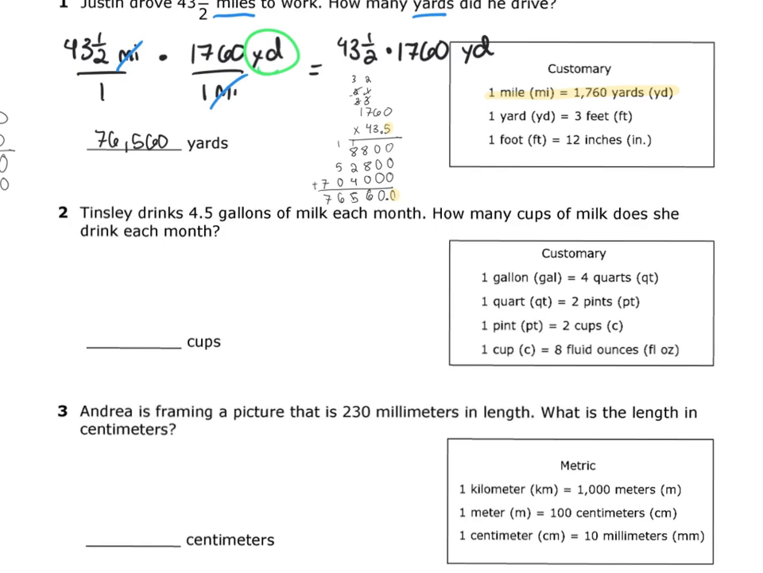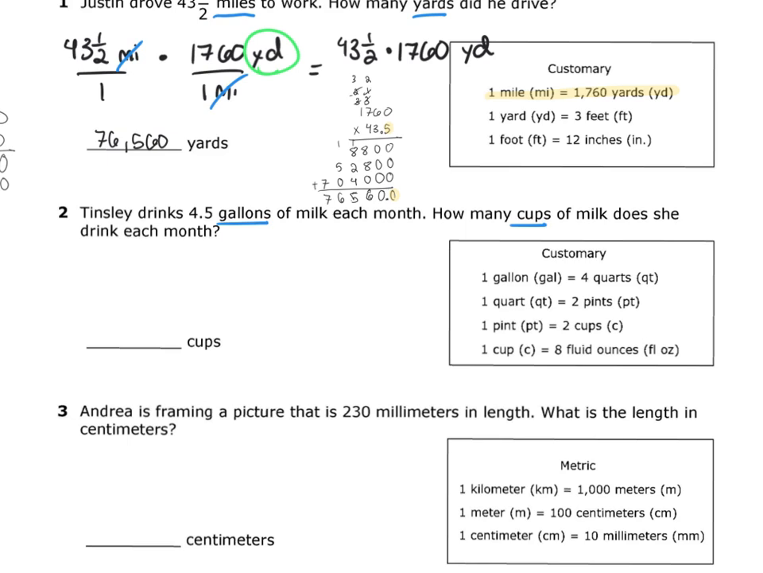And I want you to find the 2 types of units that we're comparing here. So in the previous question, we measured miles and yards. In this question, what 2 types of units are we looking at? All right, I'm going to underline them. Tinsley drinks 4.5 gallons of milk. How many cups of milk does she drink each month?